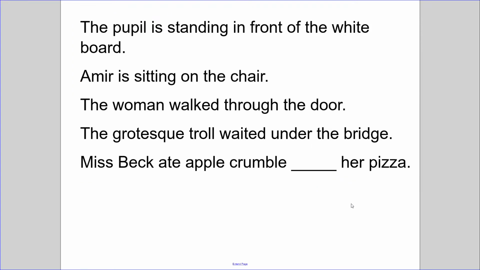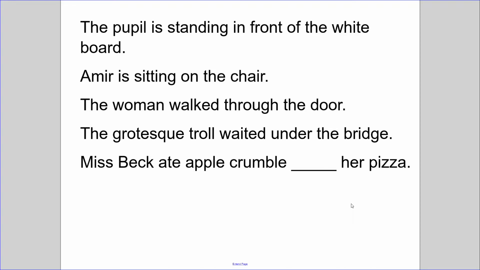Oh, Miss Beck ate apple crumble something her pizza. Now again, the preposition that I choose is really going to affect the meaning. Miss Beck ate apple crumble on her pizza. I like both of those things, but not together. That sounds disgusting. I don't want that. Maybe this time I don't want a preposition for space. Maybe I want a preposition for time.